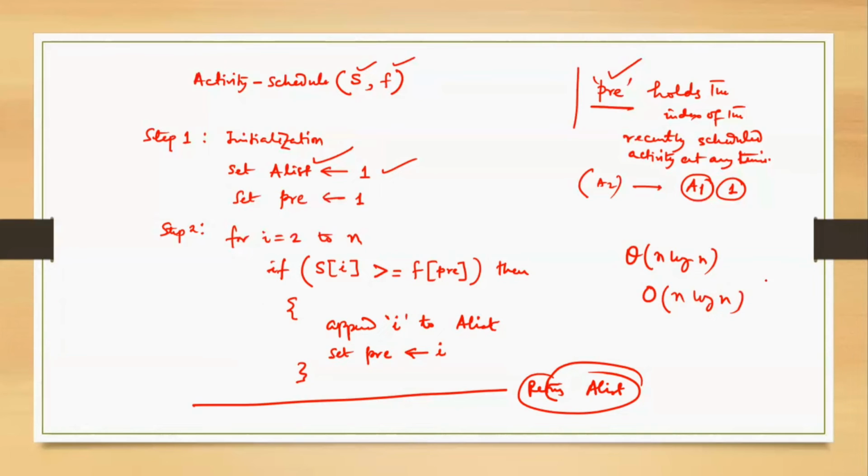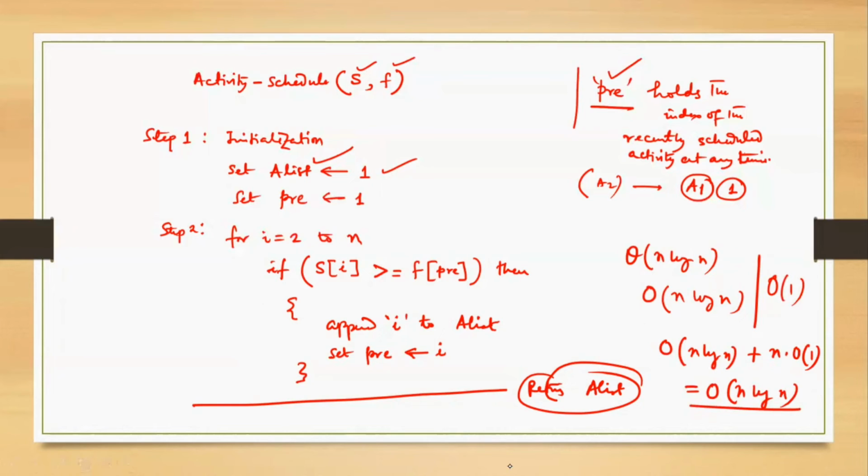And there are big O of one operations per activity. Thus, the total is order of n log n plus n times order of 1, because you have a total of n activities. So altogether, it is big O of n log n. So this is the complexity.